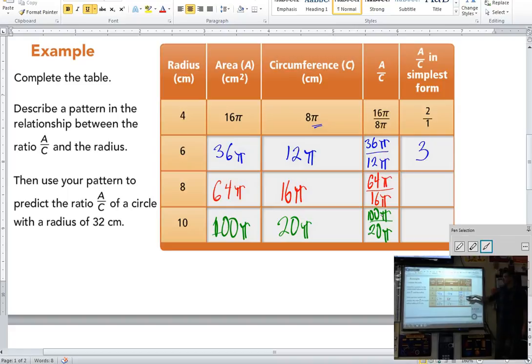Brandon, when you look at this ratio for the radius of 8, and you really do the math of 64 divided by 16, what'd you get? I got 4.